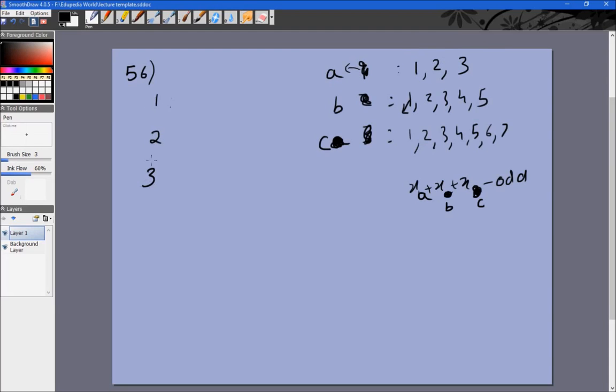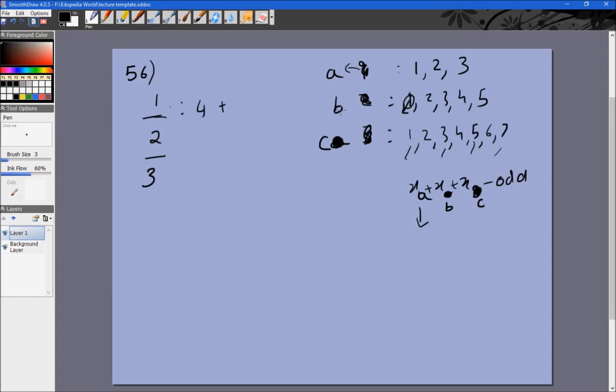We'll do each case separately. So first we'll consider that box A gives us the number 1. Then the sum is odd, that means XB plus XC has to be even. XB can be any one of these 5 numbers. If XB is 1, then their sum has to be even, so XC has to be odd, which means it can be 1, 3, 5 or 7. So there are 4 cases.